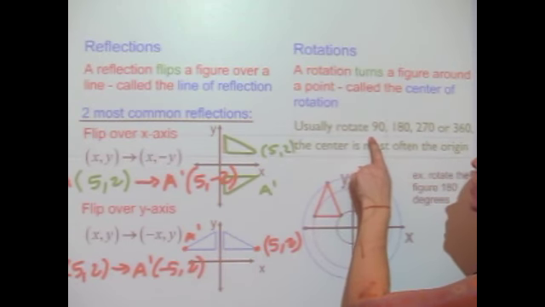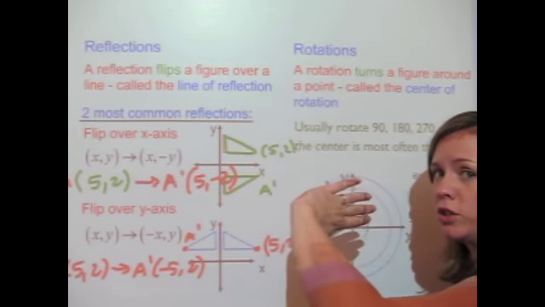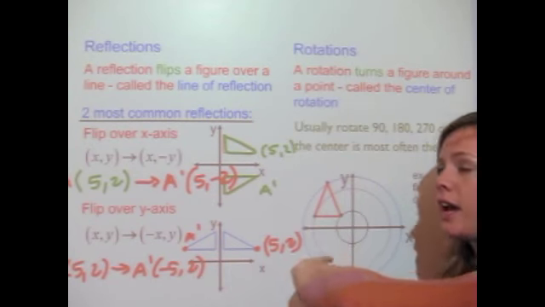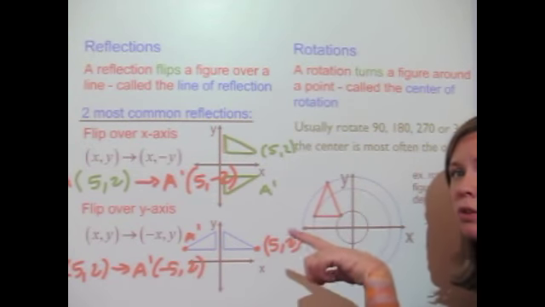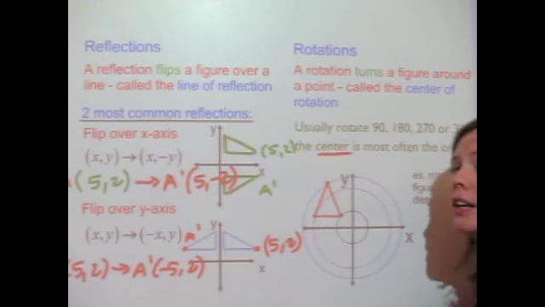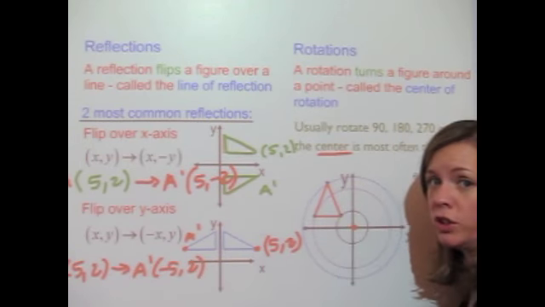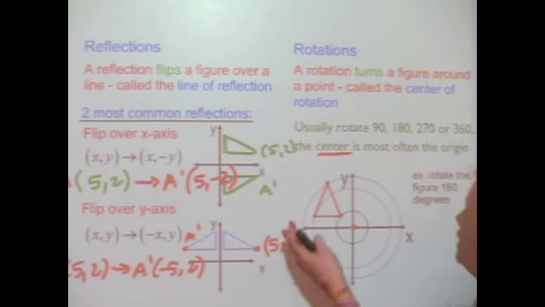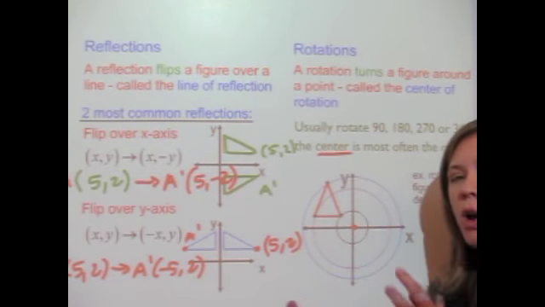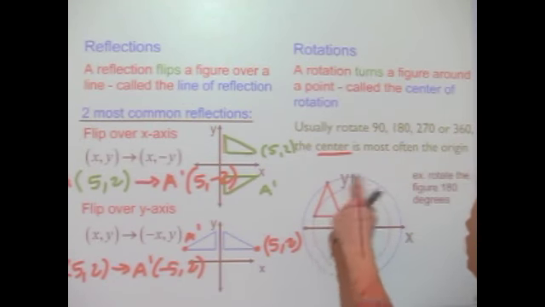The most common rotations that I think you're going to see are going to be 90 degrees, that's like a quarter turn, 180 degrees is a half turn, 270, 3/4 of a turn, or a full 360 degrees. That center of rotation is almost always going to be the origin in the coordinate plane. So I just wanted to give you a visual of how you could organize your information if you had to identify a rotation. So here's a triangle.